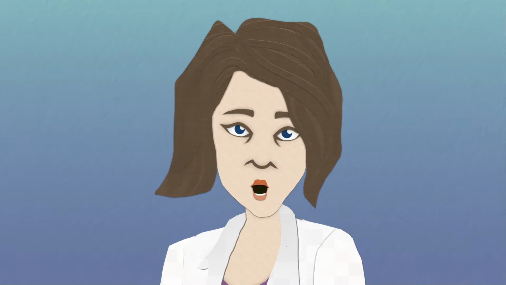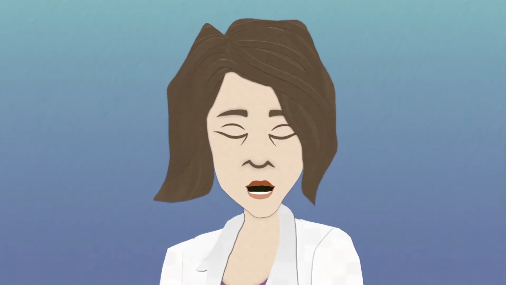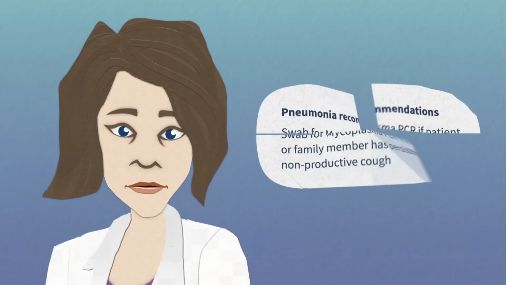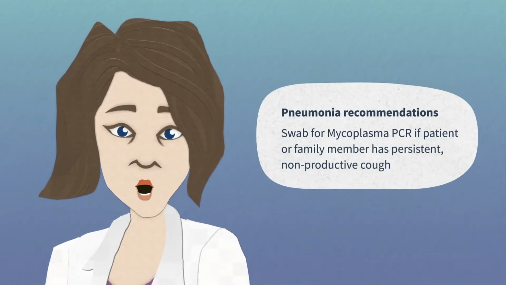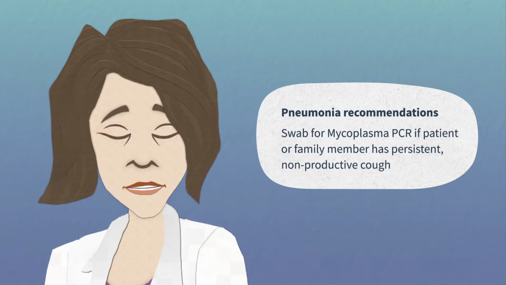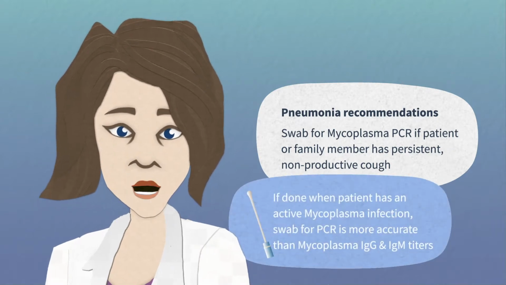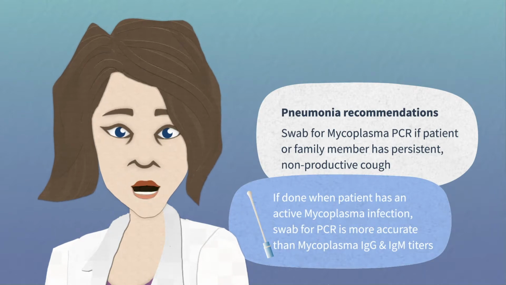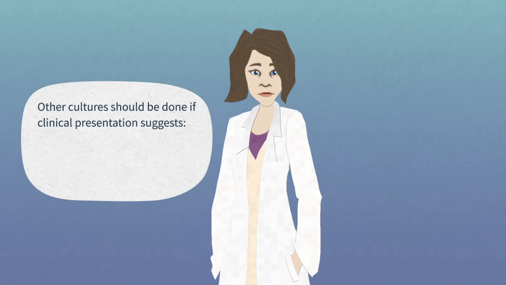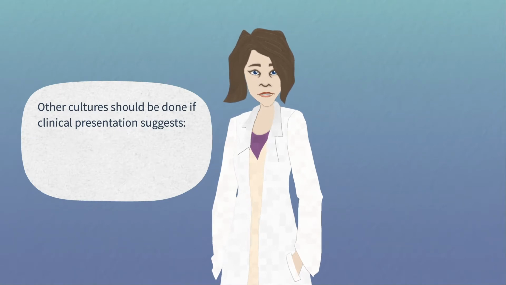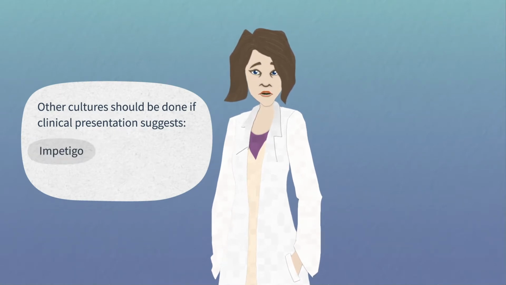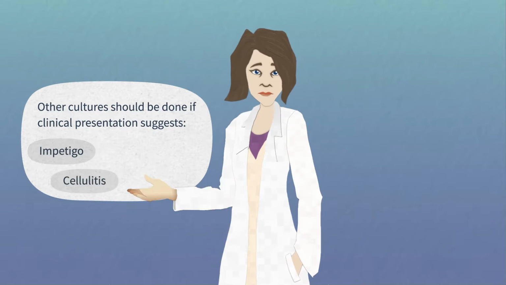While Darius did not, if the patient or family member has a persistent, non-productive cough, consider the diagnosis of Mycoplasma pneumonia. A swab for Mycoplasma PCR is more accurate than Mycoplasma IgG and IgM titers. Other wound and viral culture should be done if the clinical presentation suggests, as in cases of impetigo, cellulitis, and influenza.